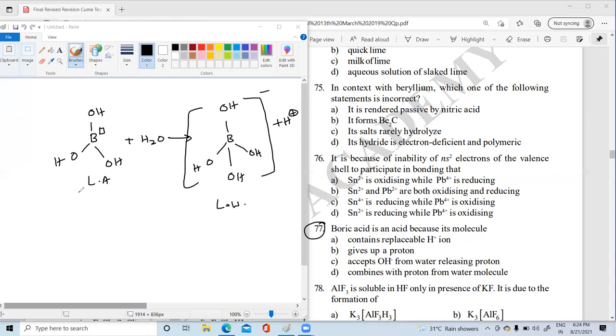It is a Lewis acid. Why? Because the OH minus is donating the lone pair, and accepting a lone pair makes it a Lewis acid. It does not contain replaceable H plus, and does not give any proton directly. It accepts the OH minus from the water and releases the proton. This is the correct statement, students. Next.